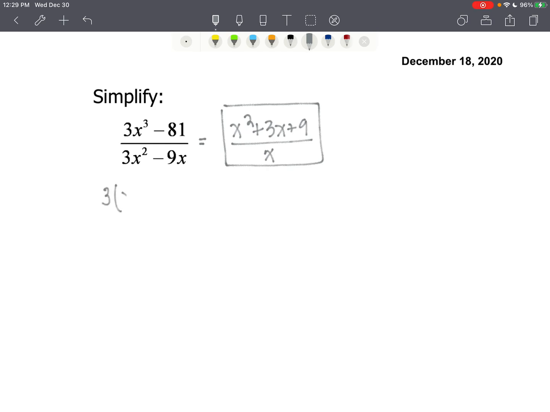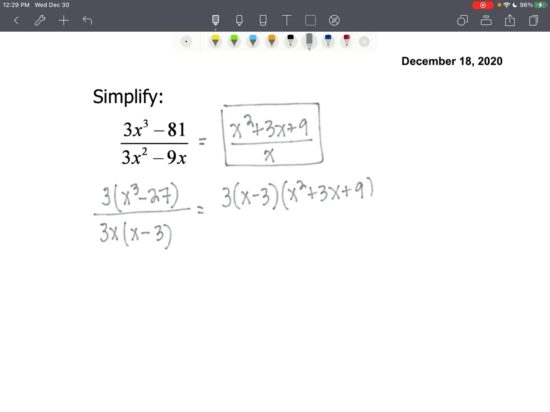We have a greatest common factor of 3. In the denominator, we have a greatest common factor of 3x. The numerator here can still be factored. It is x minus 3, x squared plus 3x plus 9, all over 3x, x minus 3. The x minus 3's cancel, the 3's cancel, and that's where we get x squared plus 3x plus 9 all over x.